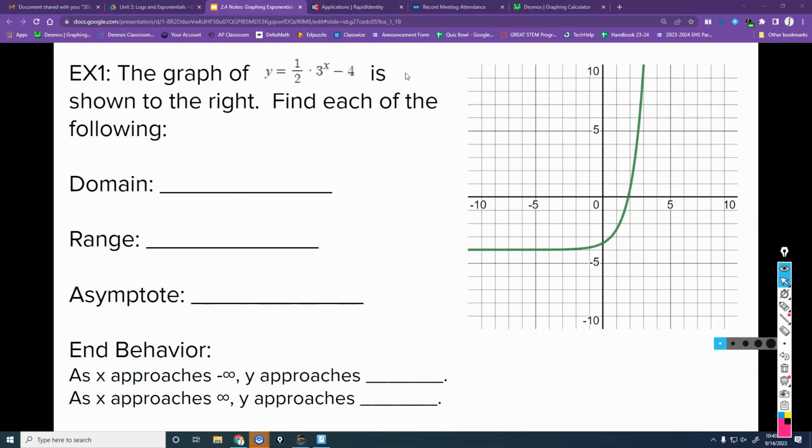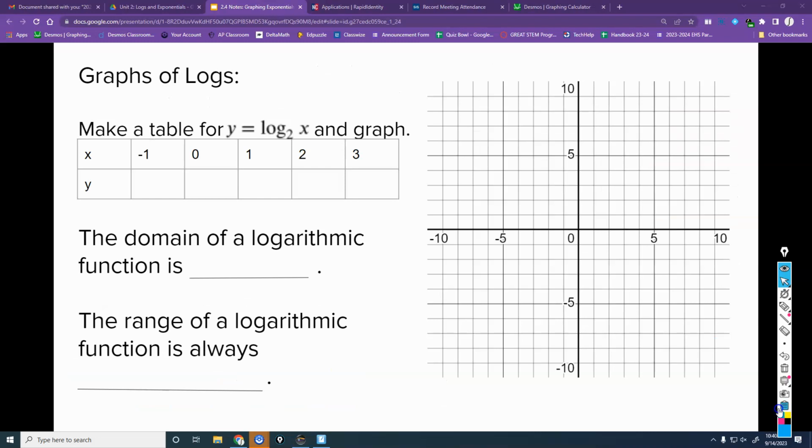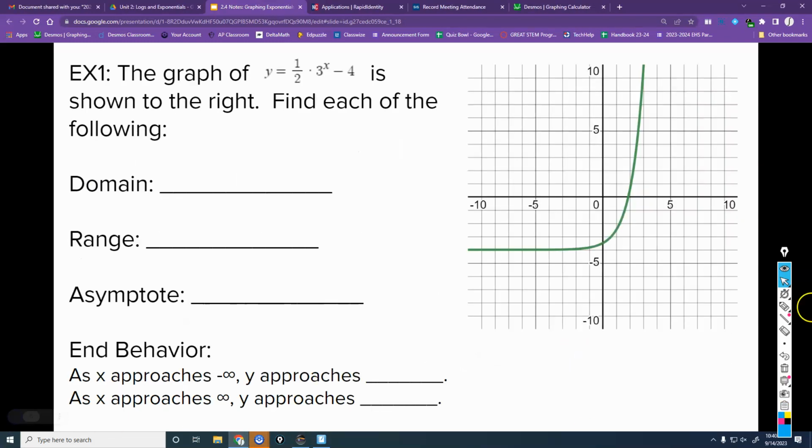So the first question should be an easy question, because you just wrote something hopefully on your note card, or at least on your notes. What is the domain for this example? Negative infinity to positive infinity. Okay, that's always the domain for exponentials.